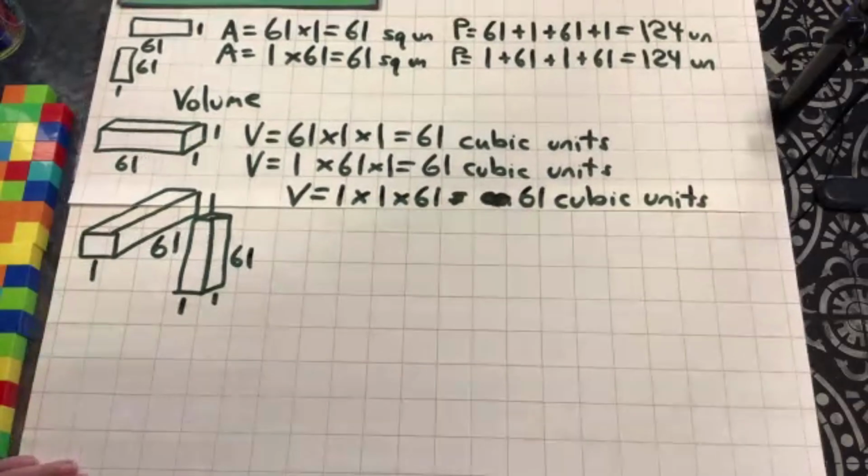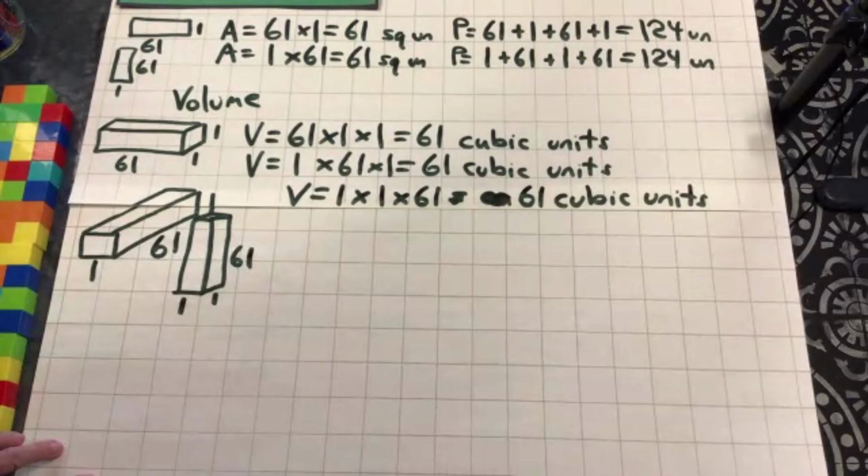All right, that's it for the number 61. It's pretty simple when they're prime.